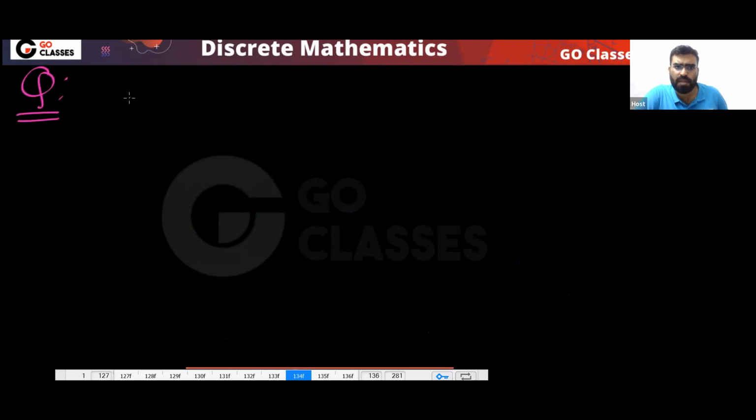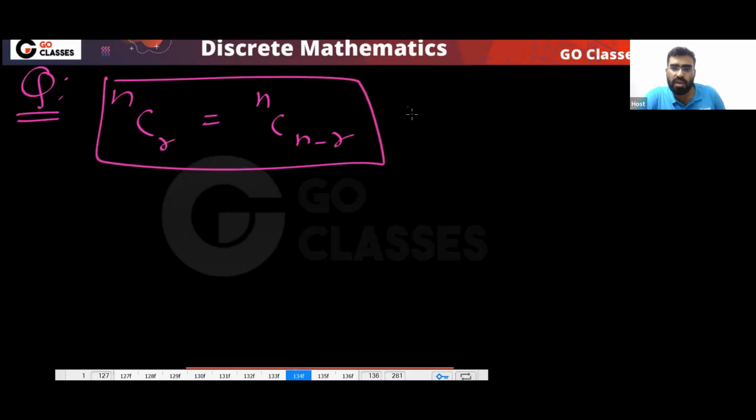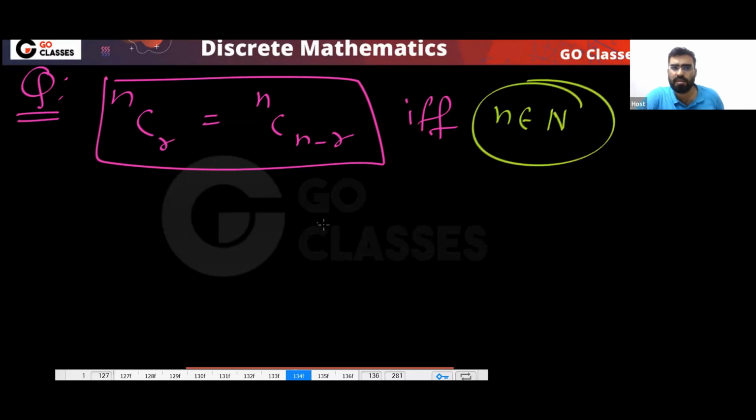My question: is it true that nCr is equal to nC(n minus r)? This statement is true if and only if n is a natural number. Remember, all these combinatorial manipulations are only true when n is a natural number. For the extended theorem, please don't apply these things.